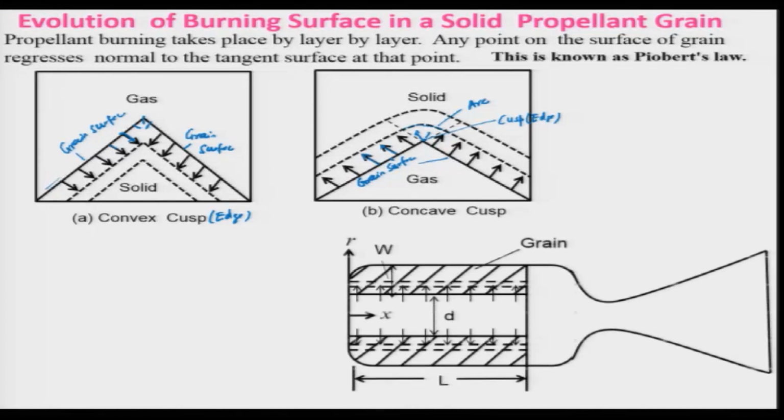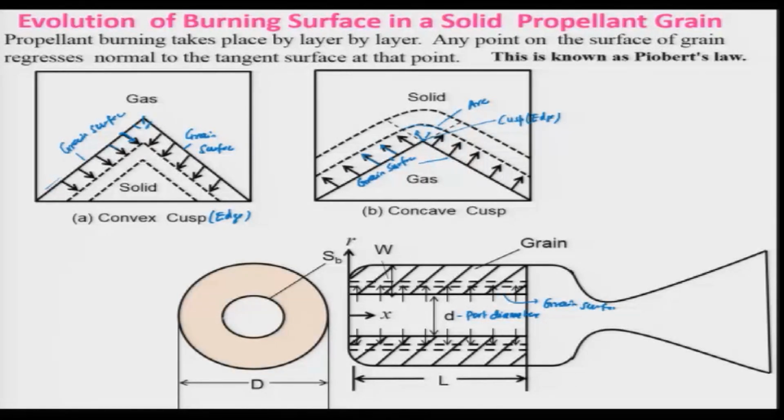So, let us look at a cylindrical propellant grain. In this case it has a length L and this is the port diameter, in which combustion is taking place, and this is your grain surface. It has a diameter d, and when it regresses it will be regressing this way. This is the surface which will be going, that means it will be regressing in this direction, perpendicular to the surface. So, keep in mind that this will be the web, that is, the web thickness.